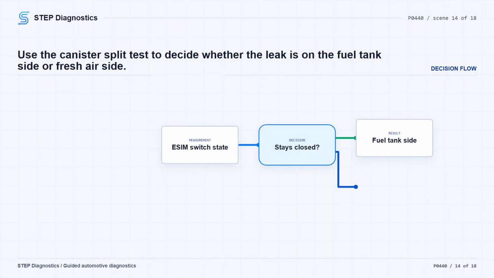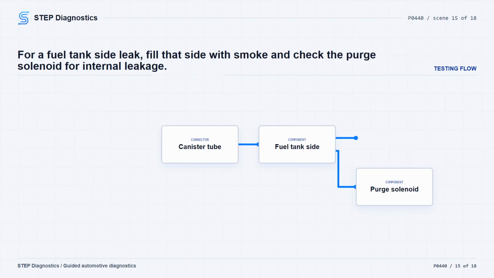If you split the system, remove the canister tube from the charcoal canister and attach a hand vacuum pump to the canister fitting. Pump it until the ESIM switch closes. Then monitor ESIM switch state with the scan tool for up to 10 minutes. If the ESIM switch stays closed for a minimum of 5 minutes, the leak is on the fuel tank side. If it does not stay closed for a minimum of 5 minutes, the leak is on the fresh air canister side. For the fuel tank side, use the ELD kit and accessory 8400C.